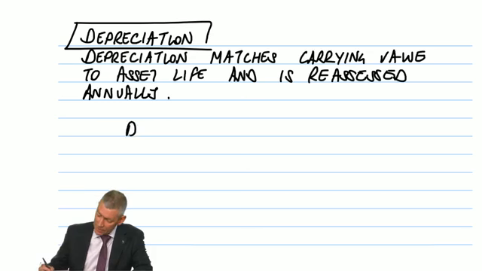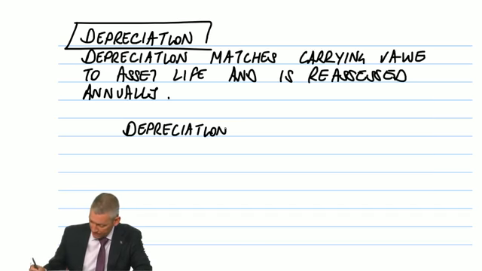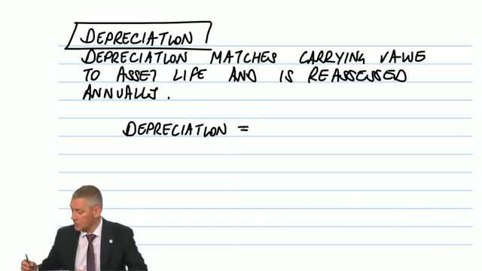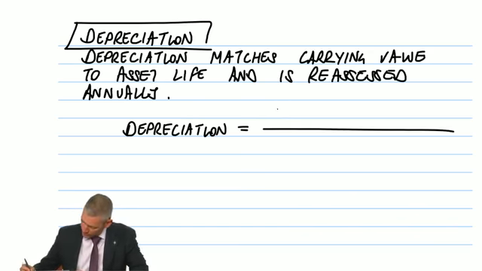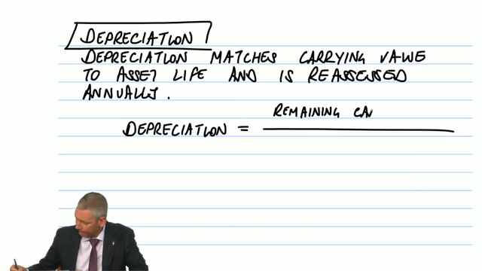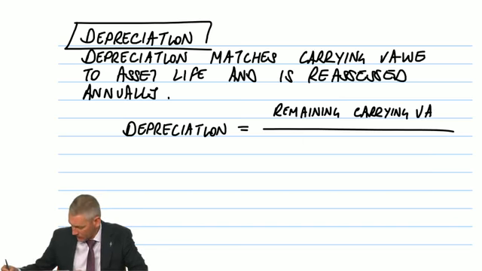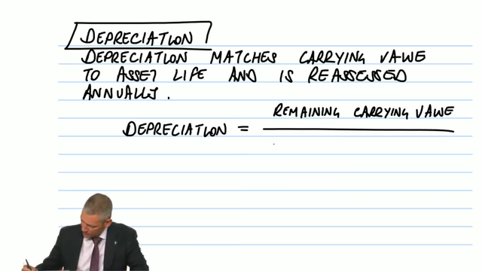The effect of this brain turned on depreciation is to give a formula described in the sentence you just saw, where you take the remaining carrying value and divide by remaining useful life.